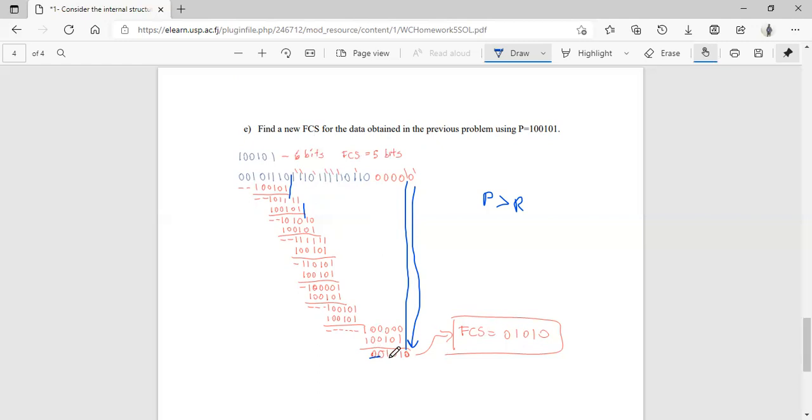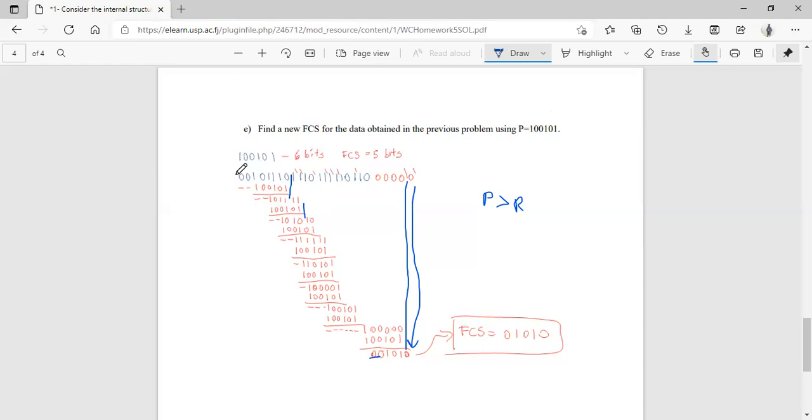My remainder value was 1010. Just add an extra 0 to make it 5 bits long. So this is my FCS. Remember, you start writing your polynomial at the first bit, the first one that you get. You perform the XOR operation and bring the remainders down. At this particular stage, after performing the XOR operation, I was left with just 4 bits. Then I carried 2 bits down to make it 6 bits long, equal to the polynomial size.